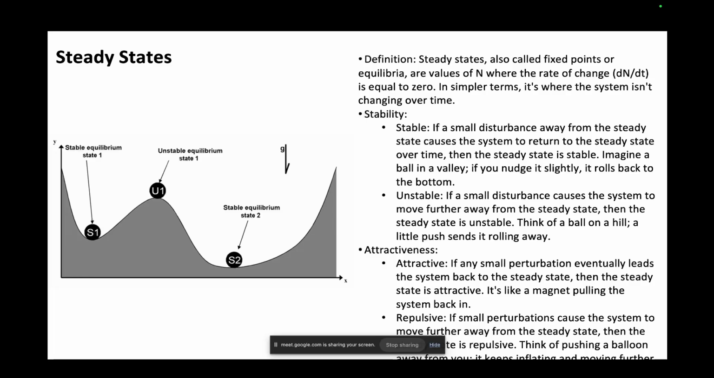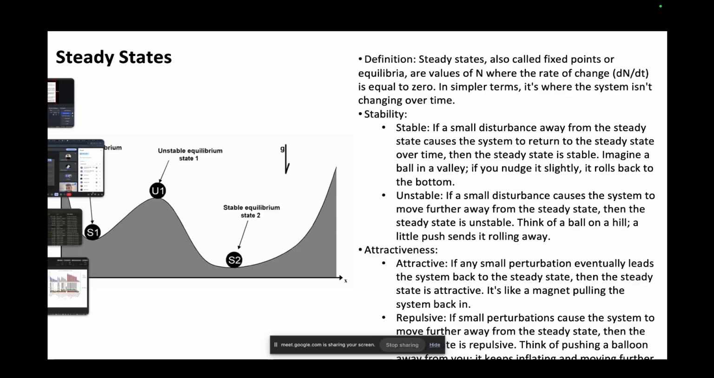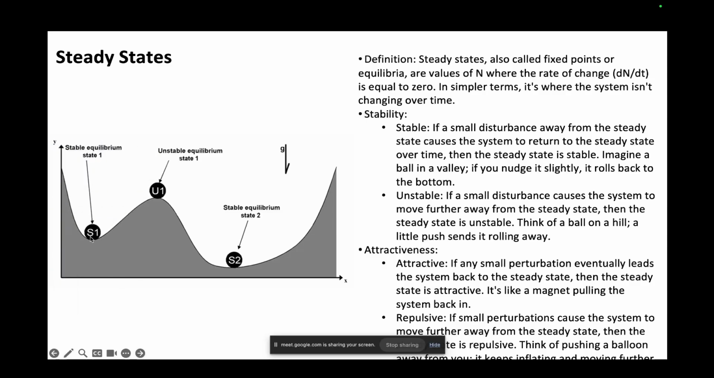And there is another concept of attractiveness. So basically, if the perturbation leads the system to fall back to the steady state, then the steady state is attractive. So for example, this will be attractive because if you push it higher up, it will come back to here. So it's attractive, and the other one is repulsive in this case here. So if you push it left or right, it will not come back here. There is no attraction of that state for that particular system.